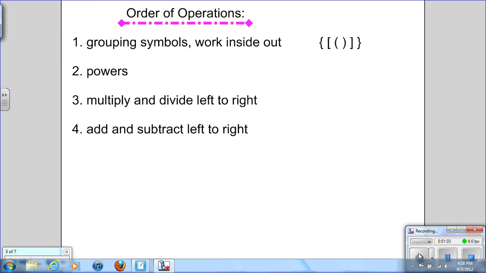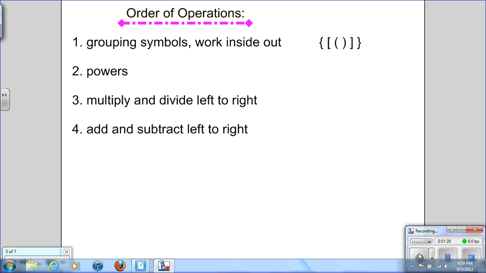Okay, here's a reminder of the order of operations. The order of operations tells us which order to perform our operations, adding, subtracting, multiplying, or dividing, among others. So the order of operations, you always want to start with the grouping symbols first, and you can see these as brackets, braces, or parentheses, and the rule is to work from the inside out.